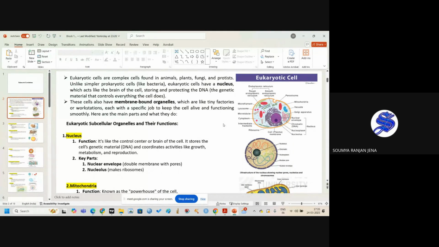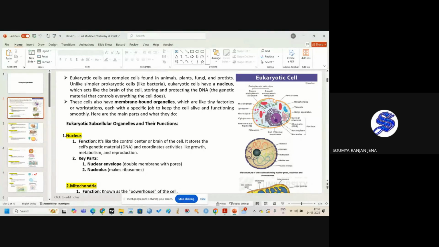In our plus one graduation level, as we know, what prokaryotic and eukaryotic cells are. Here we are describing the eukaryotic cytoskeleton. Before going to the eukaryotic cytoskeleton, we have to know what eukaryotic cells are. Eukaryotic cells are complex cells found in animals, plants, fungi, and protists. Unlike simpler prokaryotic cells like bacteria, eukaryotic cells have a nucleus which acts like the brain of the cell, which stores and protects the DNA, that is our genetic material, and controls everything the cell does.